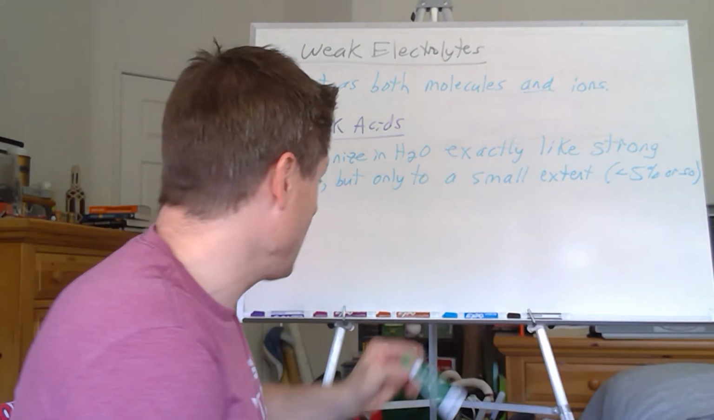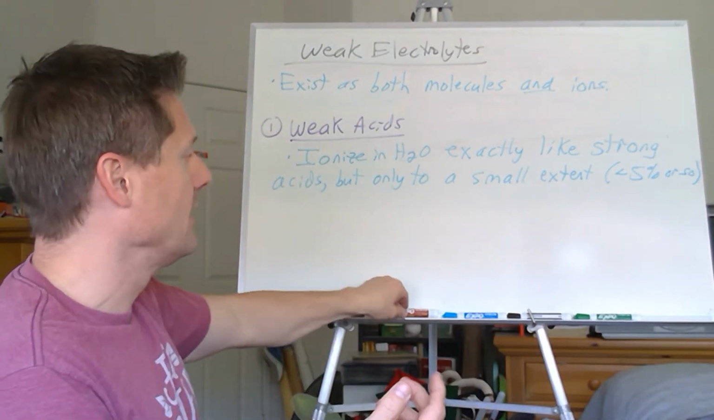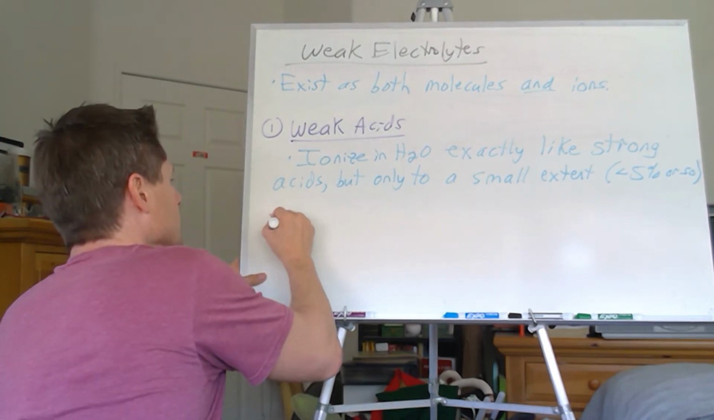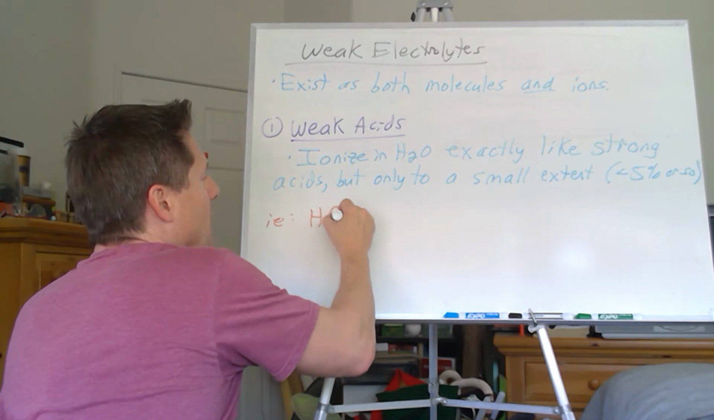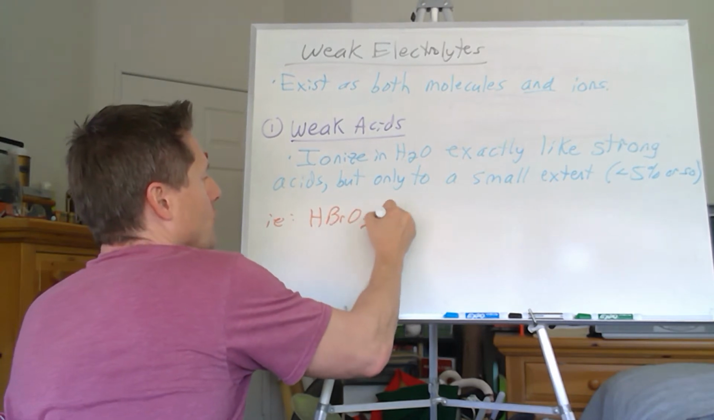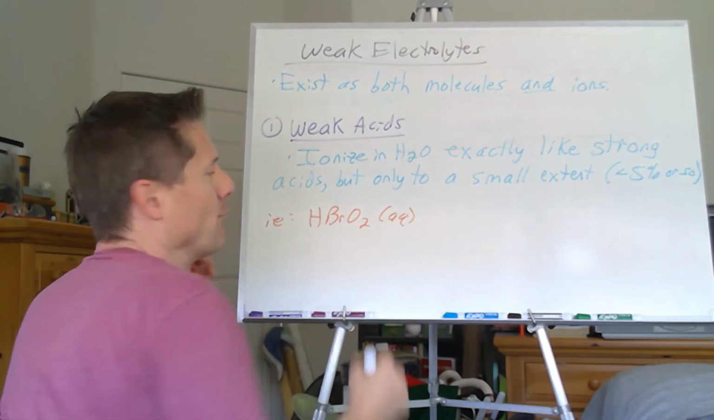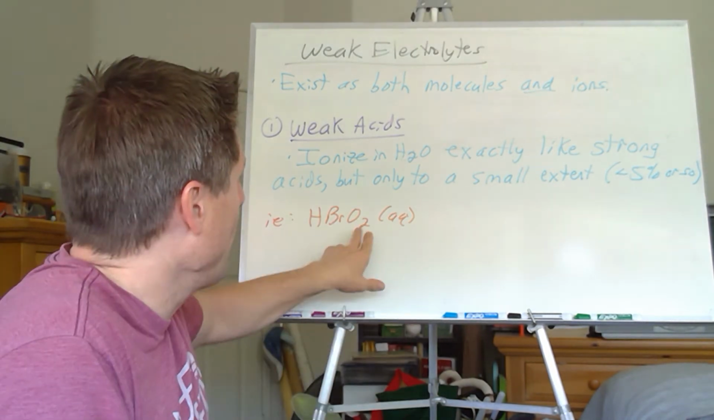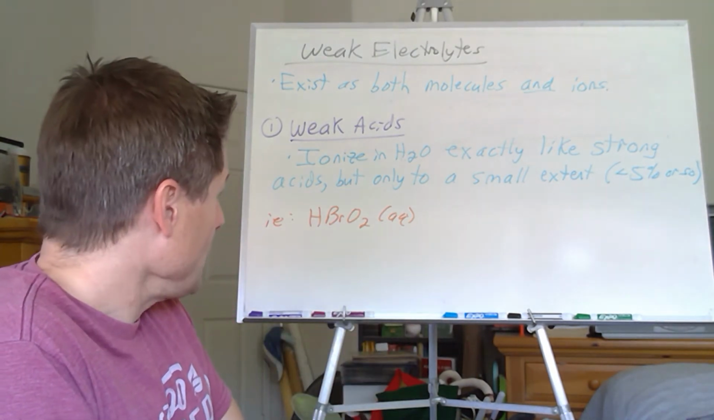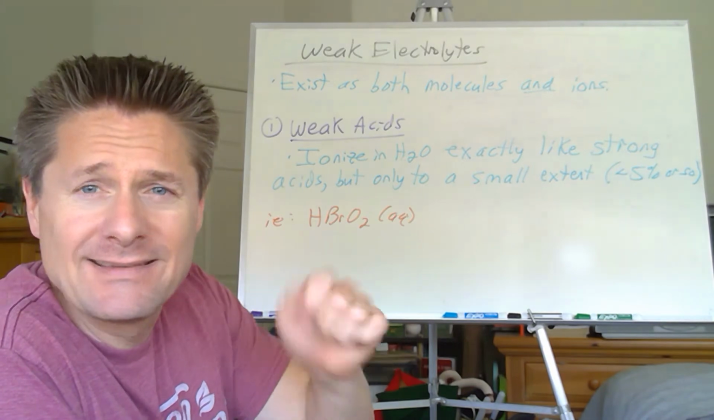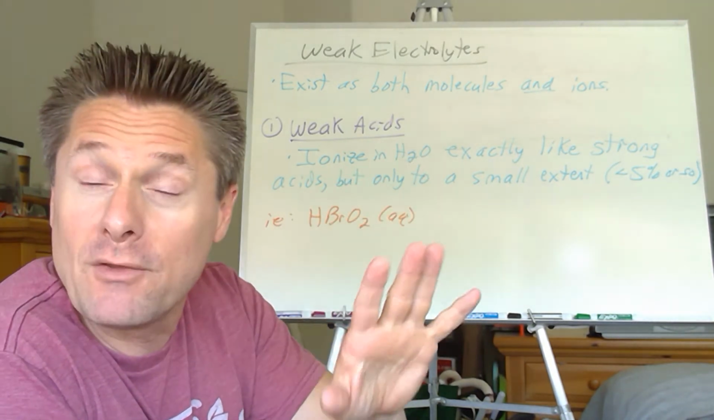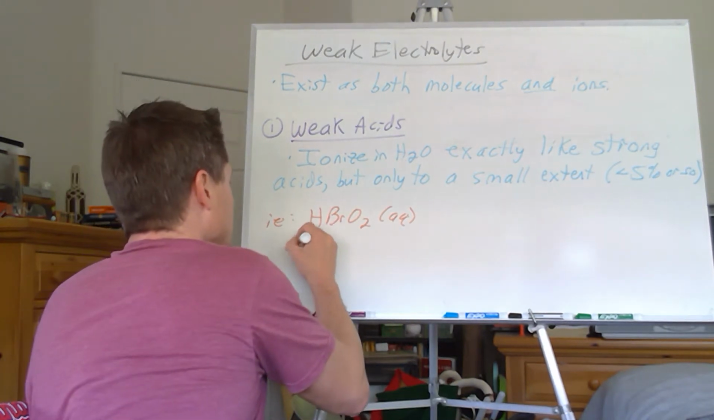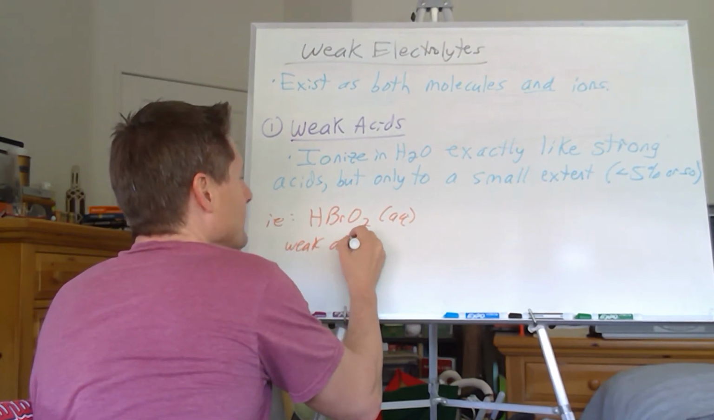Hey! Works out good. So let's take a look. For example, let's take HBrO2. What's that? Bromous acid comes from the bromite ion. Right? That is not one of the 6: HCl, HBr, HI, HNO3, H2SO4, HClO4. It's not one of those 6, so it must be weak. So this is a weak acid.